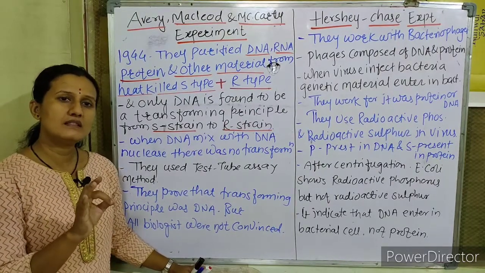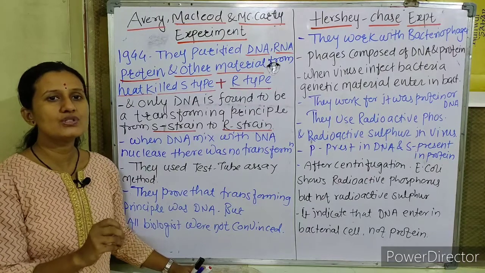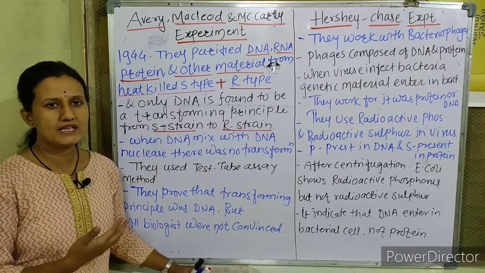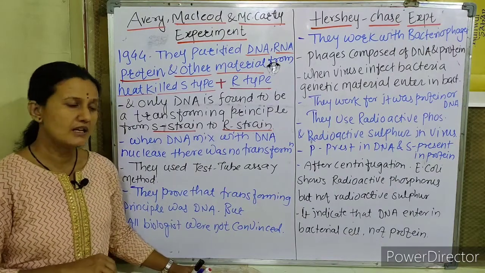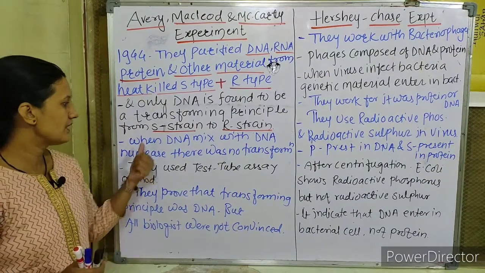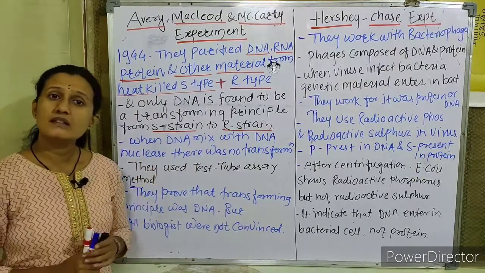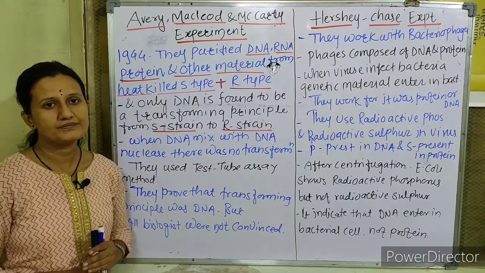But when these three scientists used the DNA nucleases, that is the endonuclease type of enzymes which broke down the DNA, and they mixed the DNA with the DNA nucleases, there was no transformation.